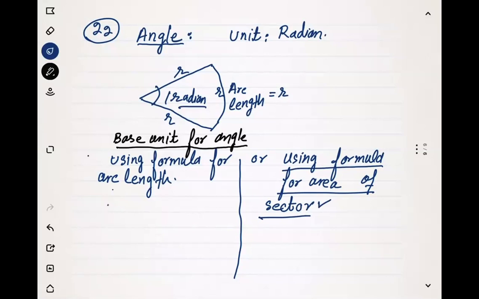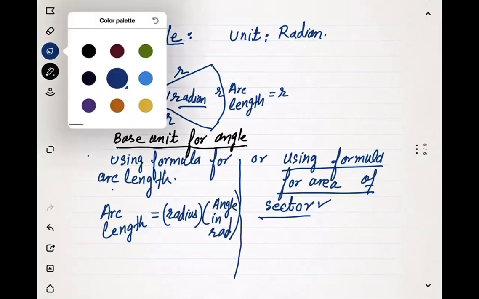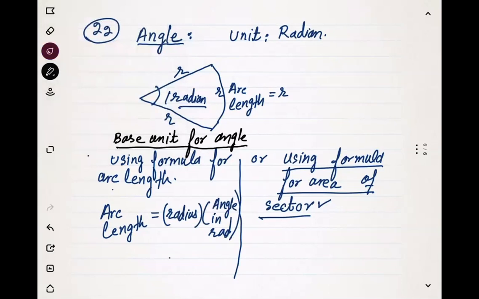The formula for arc length is given as radius times angle in radians. Using the formula for area of sector, it is given as 1 over 2 r square theta. Arc length S will be equal to r theta. Now, if we look at this situation, then we can get a base unit for angle.